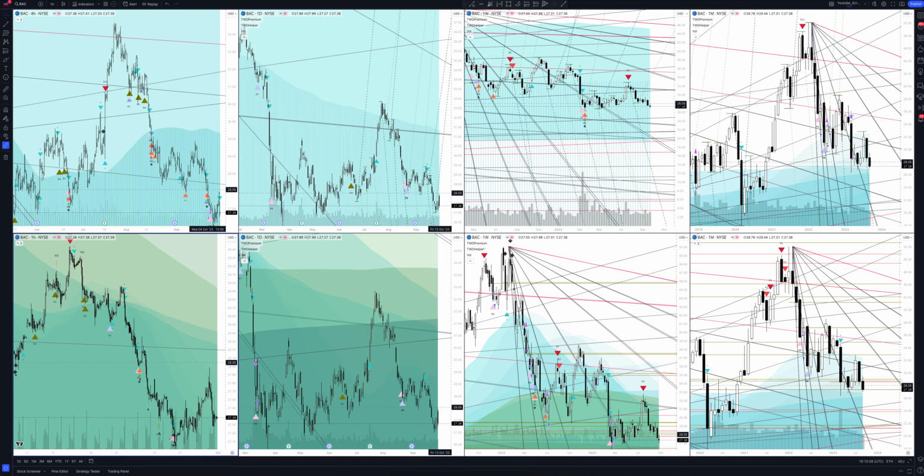Today we will take a look at Bank of America Corp stock. Let's analyze the market situation and find out how you can make money on it. Let's start.